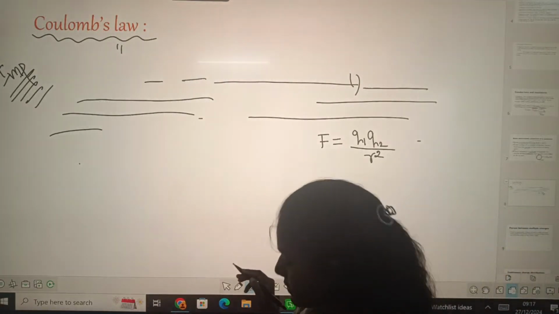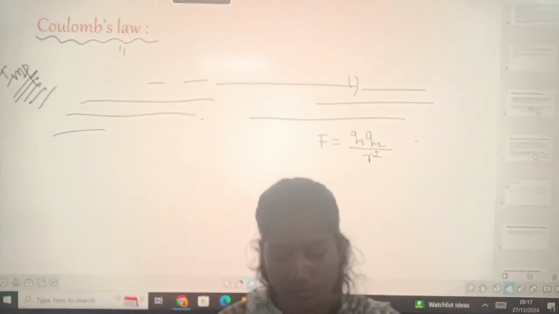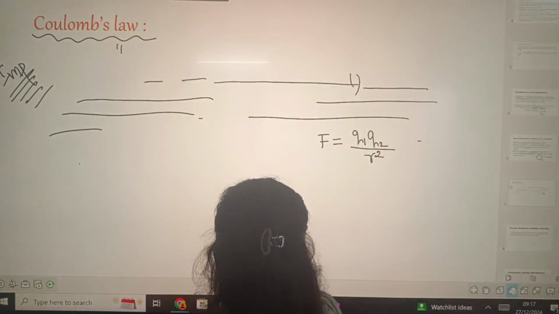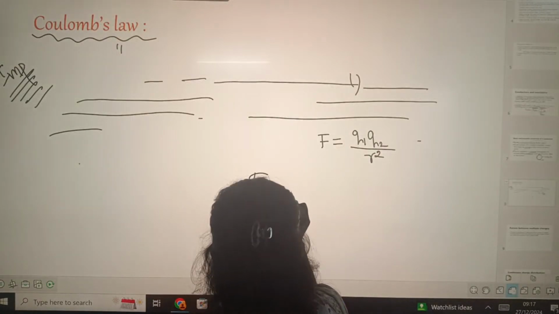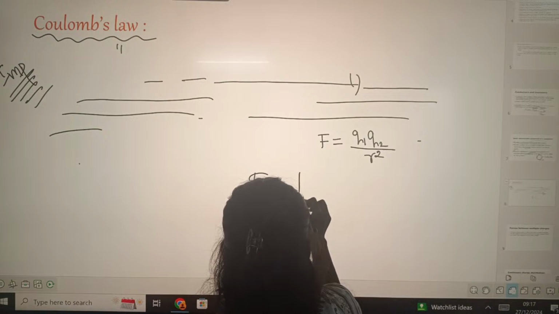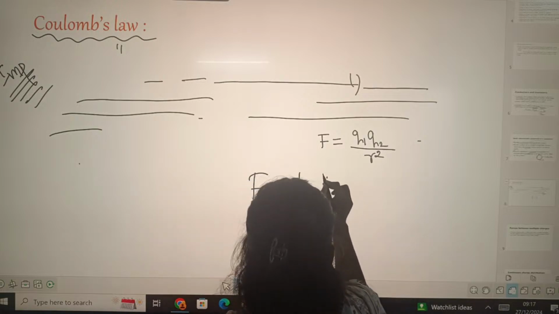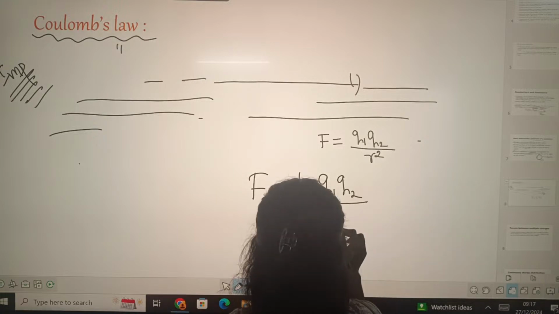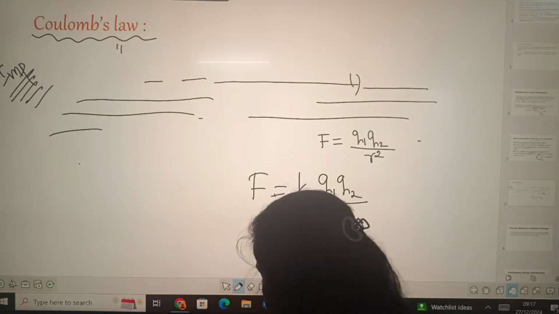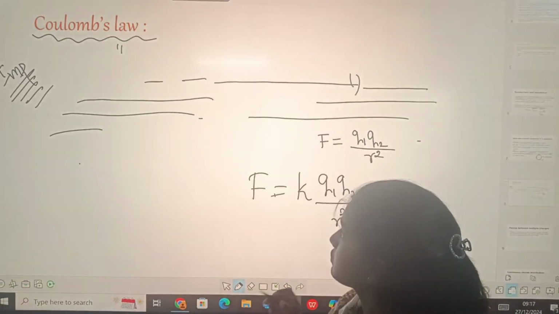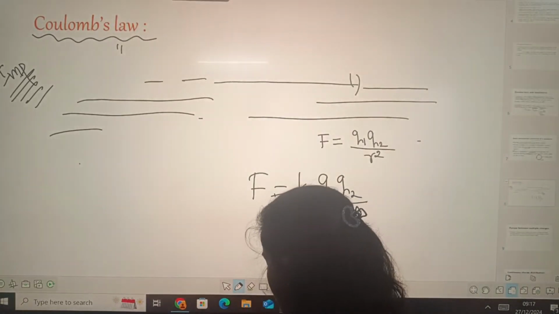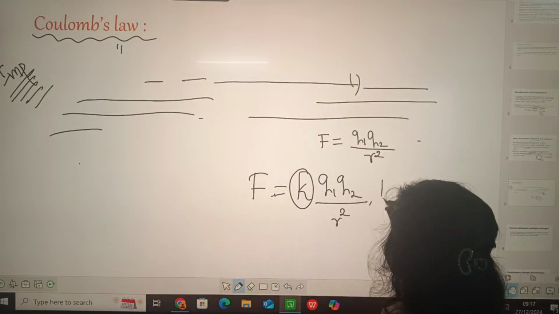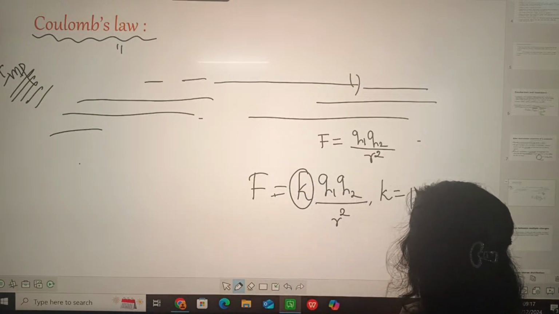Coulomb's law stated that F is directly proportional to the product of the two charges and inversely proportional to the square of the distance between the two charges, where K is a proportionality constant.